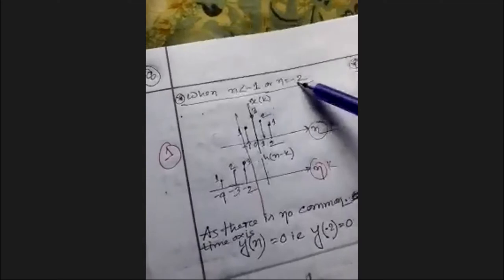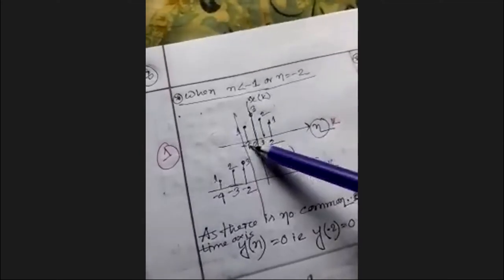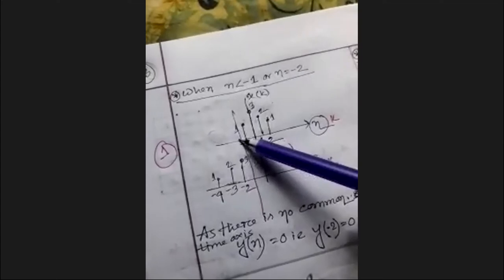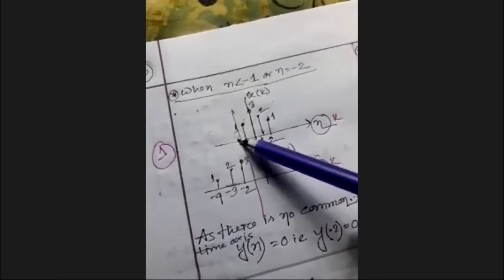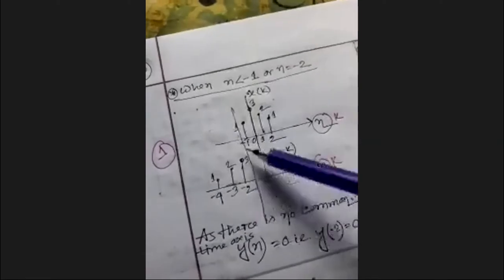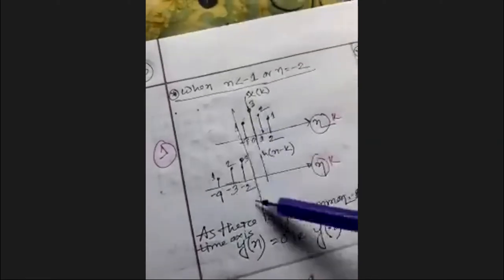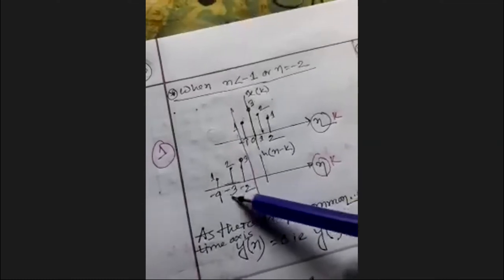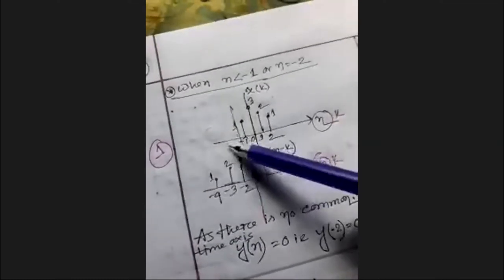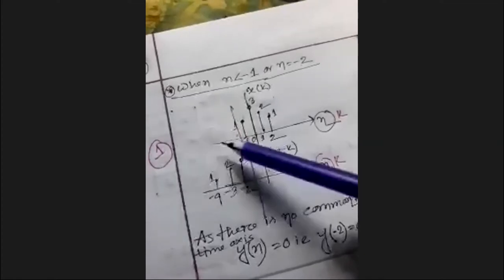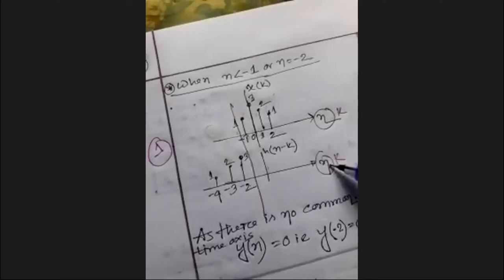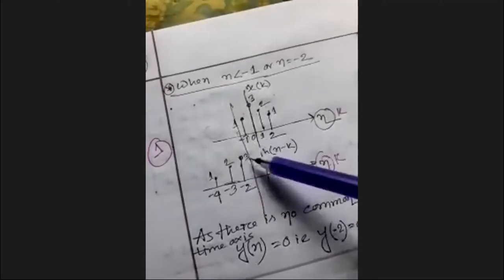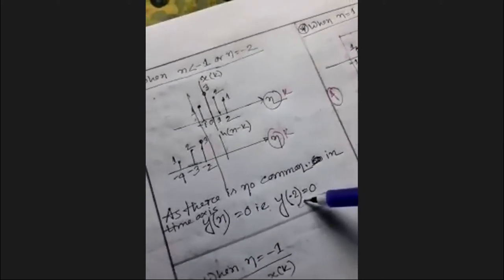So, at first we have taken n equal to minus 2. Why? Its first point is minus 1, so we have taken just the point immediately before. When n equal to minus 2, there is no common part: the time is minus 2, minus 3, minus 4, but there are no values there. We check the common part for the values of k. If there is no common part, our output is 0. That's why we have written y of minus 2 equal to 0.